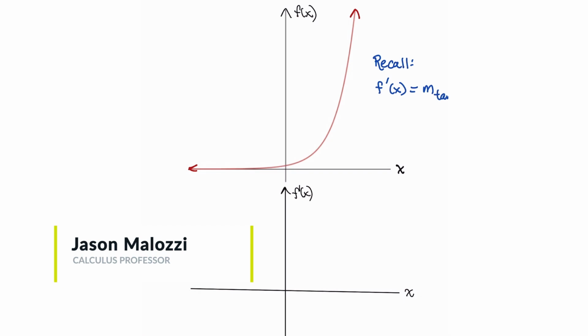What we're going to do is take the graph of y equals f of x and use it to sketch the graph of its derivative. Now remember, the derivative of f of x is really the slope of the tangent line at a value of x. So what we're basically doing is examining how the slopes of the tangent lines change as x changes.